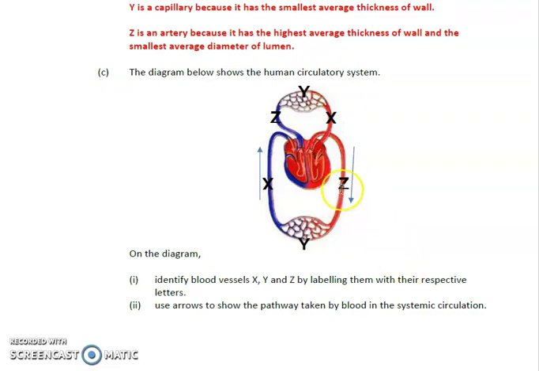Okay, so in this case here, artery carry blood away from the heart. So the arrow is going down. Z is the artery. This network here is the capillaries, Y. Vein, which is X, will carry blood to the heart. Then this side here is X, the vein. This side here is Z, the artery. Remember to draw in these two arrows to show the circulation of the blood.